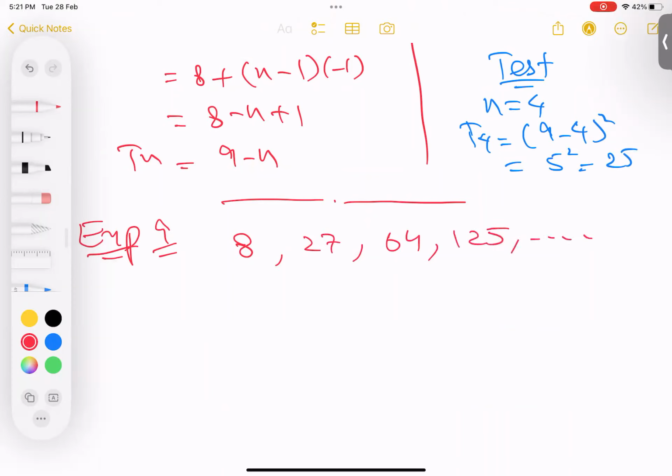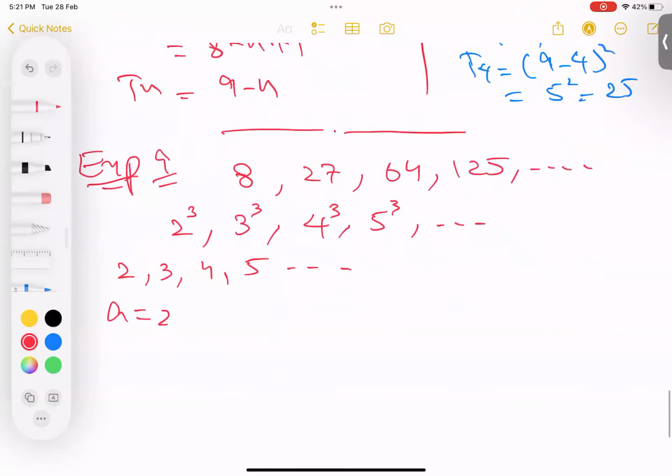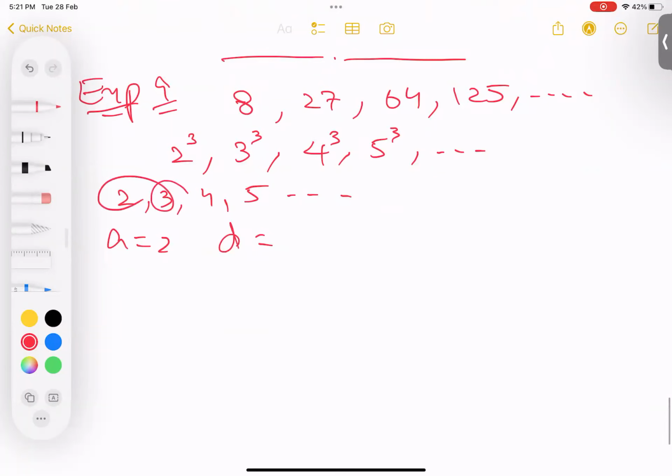So I will do this question myself. This is a 2 cube. 2 cube means 2 into 2 into 2. Then 3 to power 3. What is this? 3 to power 3. We can check in the calculator. This is 4 to power 3. This is 5 to power 3. Okay. Now remove the cubes. I got 2, 3, 4, 5, and so on. A is 2, and the common difference is 3 minus 2, which is 1. Wait a minute. 3 minus 2, D is coming 1. Apply the formula of AP, A plus n minus 1 times D.